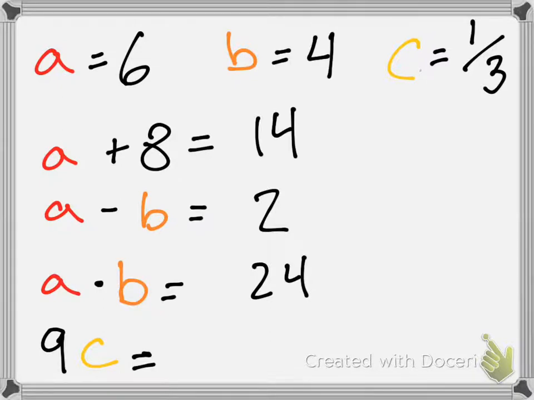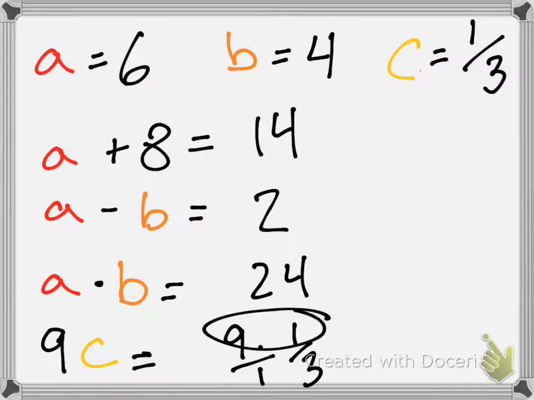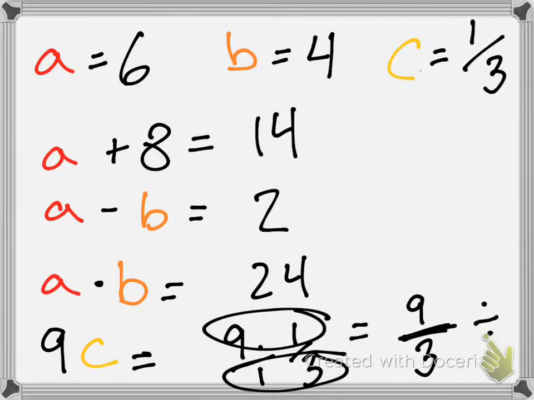That means 9 times C. What is C, Ben? C is 1/3. So we have 9 times 1/3. For a lot of people, it becomes easier if you make them both into fractions and then multiply across. You would get 9 over 3. Remember, that sign, this part right here, means divide. So what's 9 divided by 3 equal to? 3. Excellent.